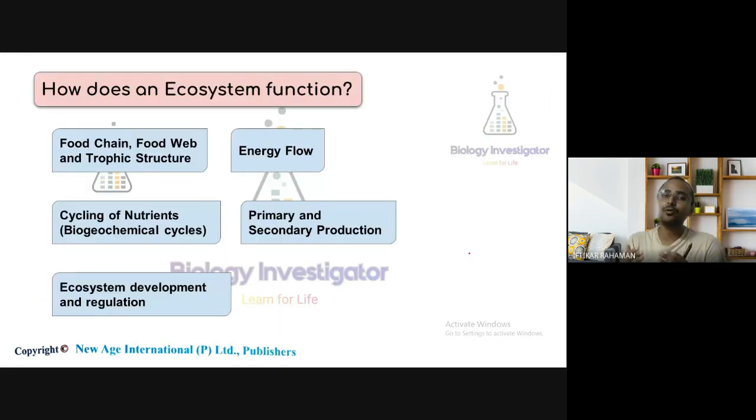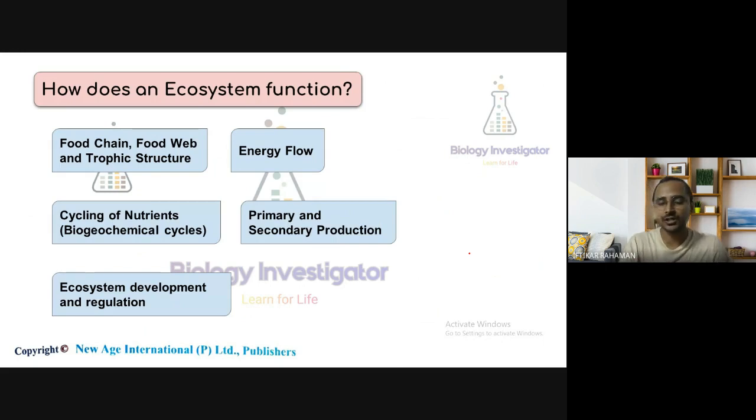So how does an ecosystem function? ইকোসিস্টেমটা কিভাবে কাজ করে? একটা ইকোসিস্টেম কাজ করতে গেলে কি কি কম্পোনেন্ট, কি কি জিনিস থাকা দরকার? Okay, which components must be there in an ecosystem so that the ecosystem can function ideally? Ecosystem ideally কাজ করতে যাতে পারে তার জন্য কি কি জিনিস দরকার?